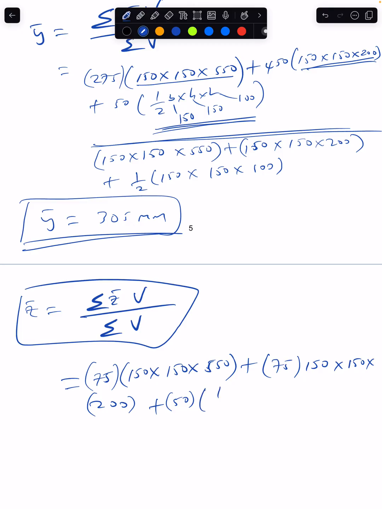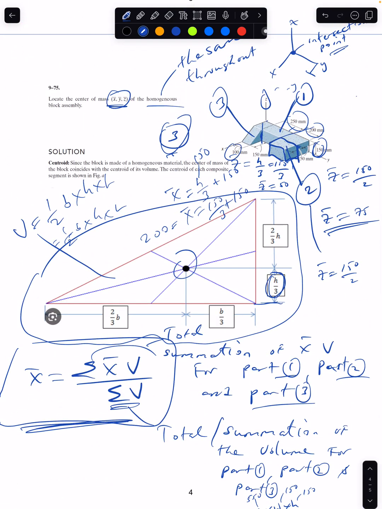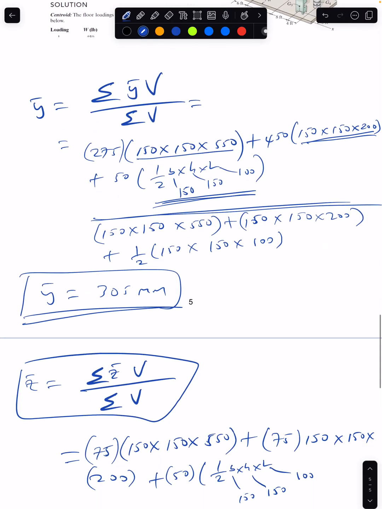And the volume is equal to 1 over 2 base times height times length. And what is the base? The base is 150. And what is the height? The height is 150. And what is the length? The length is 100. So this is the length, 100. This is the base, 150. And this is the height, 150. And that is the volume.